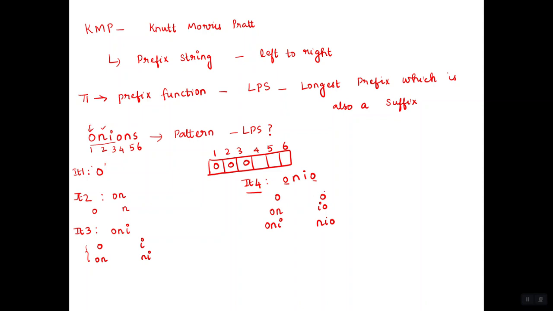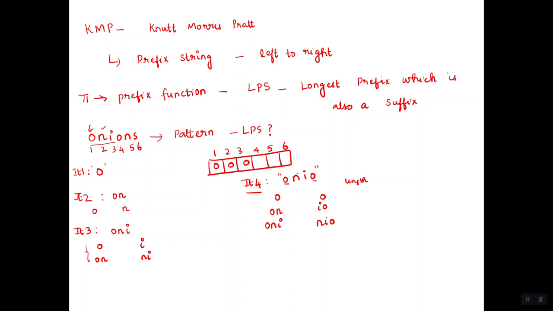So O and O I am going to compare. Yes, it is the same. Count the length of the same thing. So here O is going to be the prefix and O is going to be the suffix. So this is a prefix which is also a suffix, and hence it gets the name as longest prefix which is also a suffix. So O is acting as a prefix and O is also acting as a suffix for this particular set of string called ONIO.